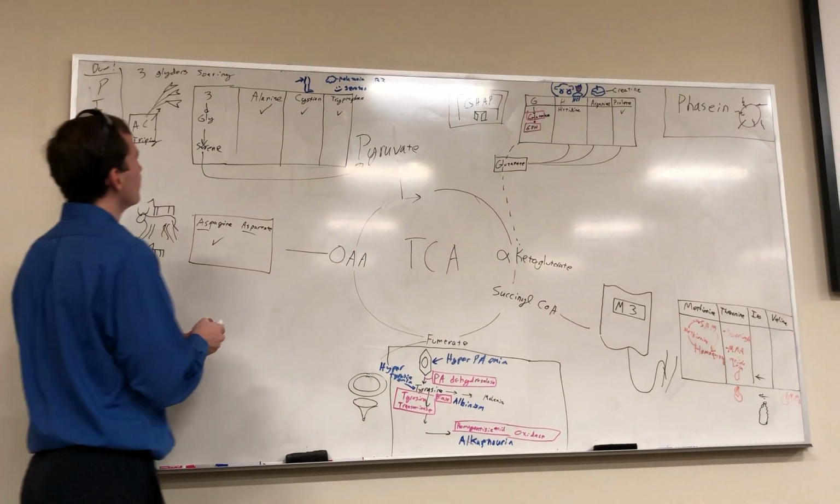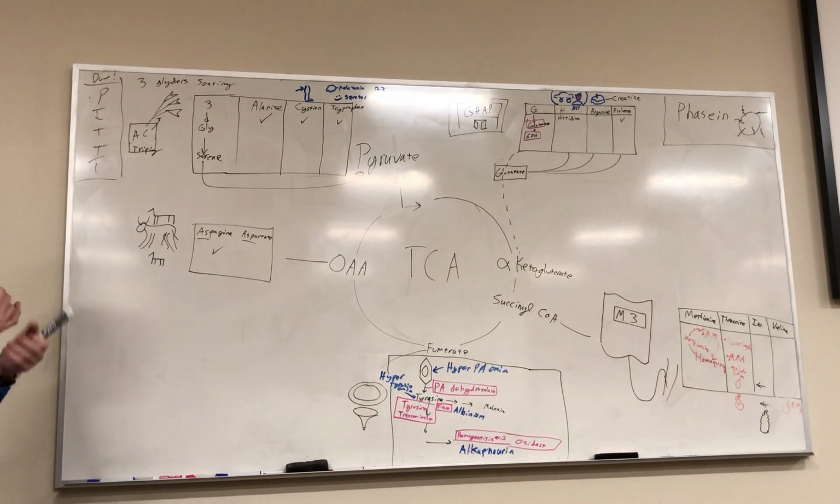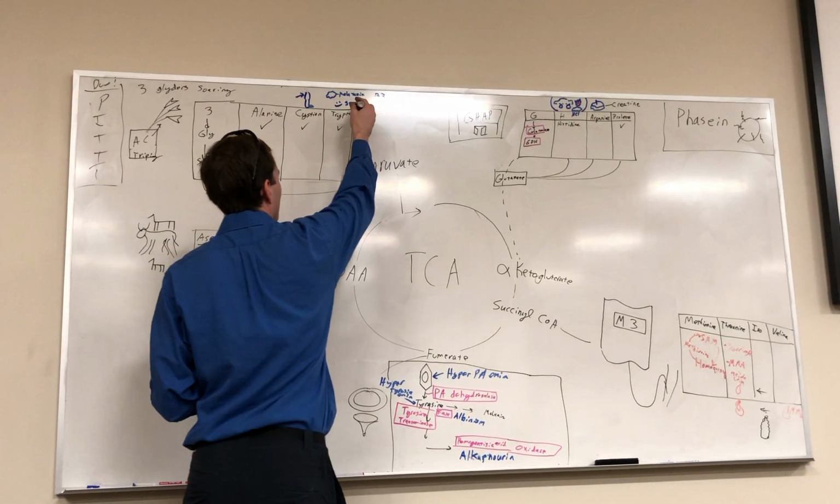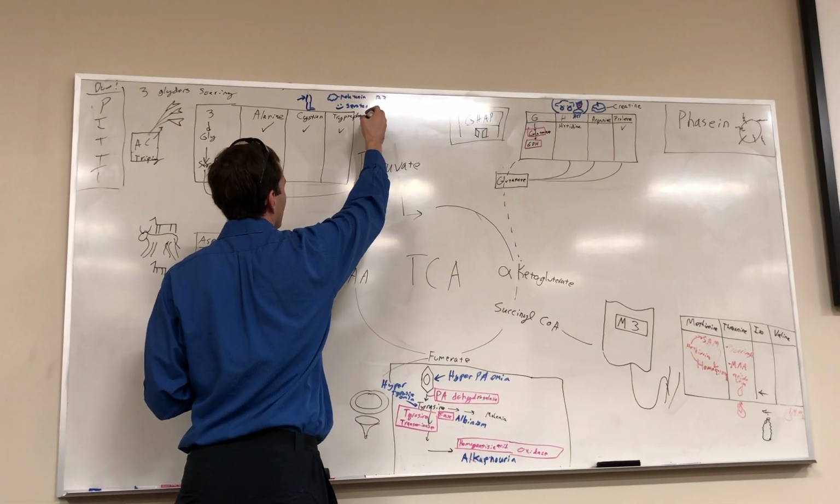What are the three things for tryptophan again? Tryptophan, sweet dreams B3, so serotonin, melatonin, and B3. Thank you.